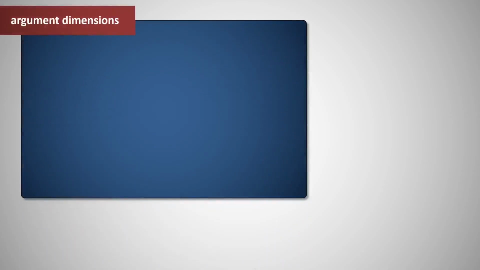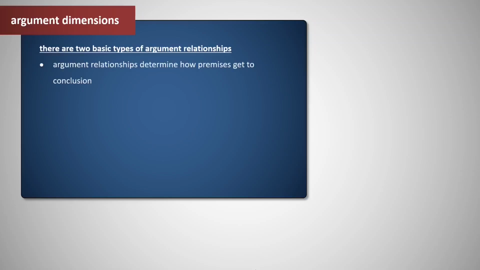All right. So, looking at the argument dimensions, there are two basic types of argument relationships. Now, once again, the argument relationships determine how the premises get to the conclusion. So this deals more with the meaning of what the premises say and the meaning of the conclusion, and how is it that what the premises say leads to the conclusion. Well, the information will either be related causally or by constitution.